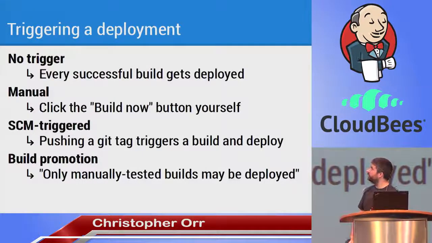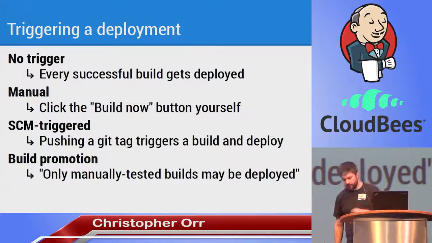So how do we actually go about triggering a deployment? So the basic option is, well, it compiles, ship it. So every successful build just gets sent to Hockey App or to your beta testers, however. Of course, there's manual. You can just say, OK, I think it's now ready to send to my testers or QA department, build now.